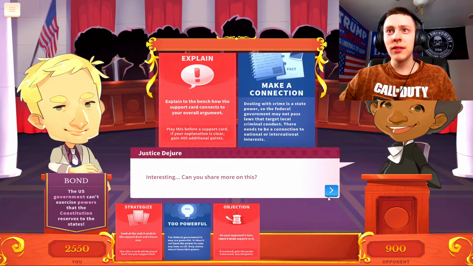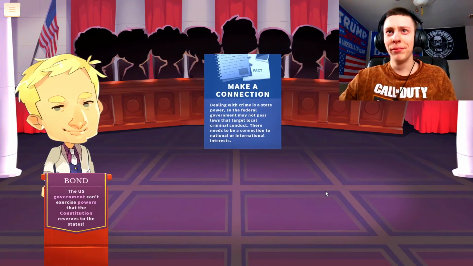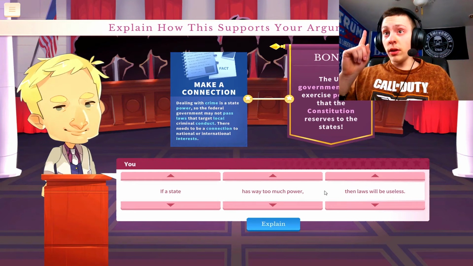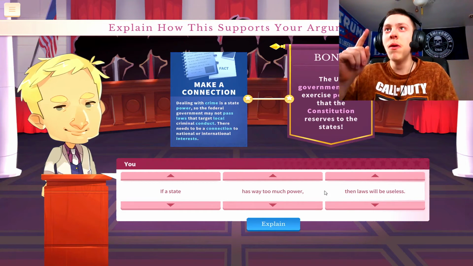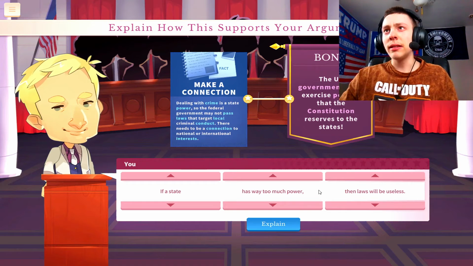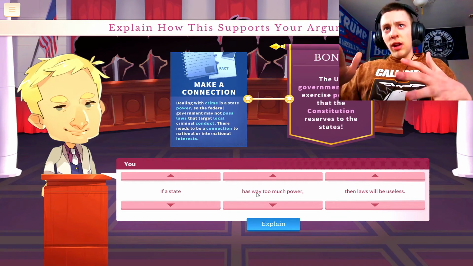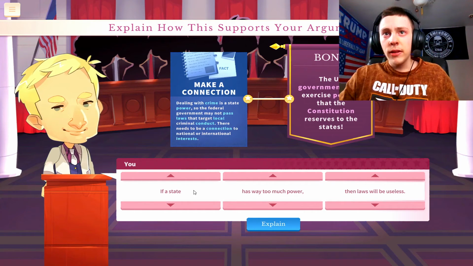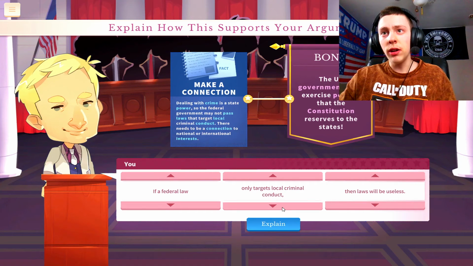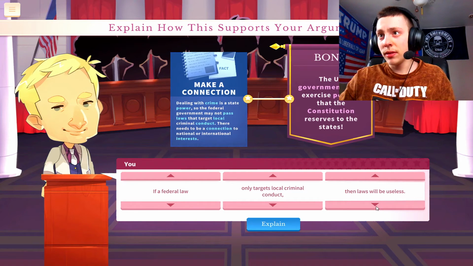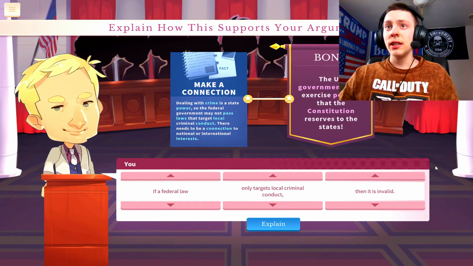Can you share more on this? Yeah. Uh-oh. Okay. If a state has way too much power, then laws will be useless. Okay, so dealing with crime is a state power. So, if a federal law only targets local criminal conduct, then it is invalid. Then criminals win. Then it is invalid.